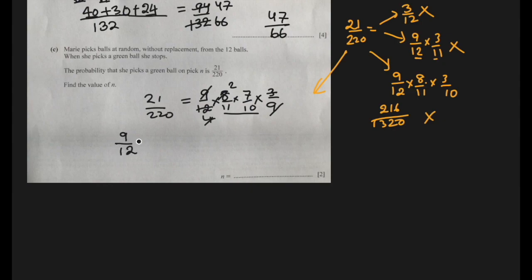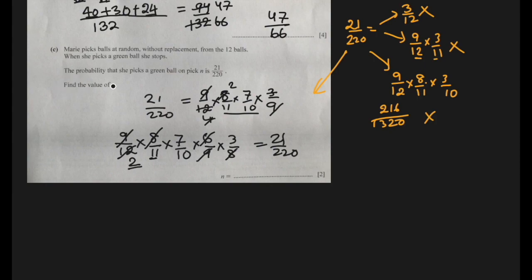9 over 12 times 8 over 11 times 7 over 10 times 6 over 9 times 3 over 8. Let's see now. 8 and 8 cancel here. 9 and 9 cancel here. 6 gets 2. And voila, 7 times 3 is 21. 2 times 11 is 22 times 10 is 220, and we got it.